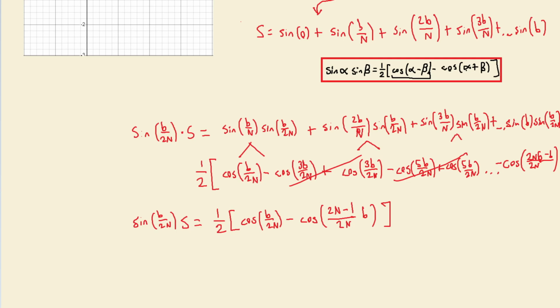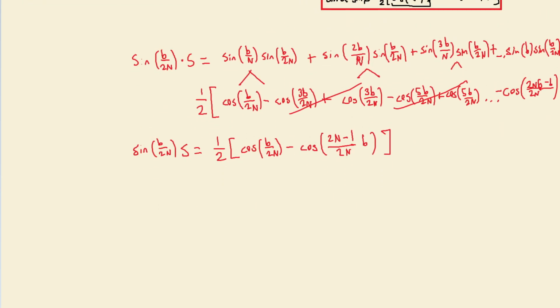And then if I want to find the value of this sum, I just have to divide both sides by sine of b over 2n. And so I get that the value of this sum is going to converge to 1 over 2 sine of b over 2n, multiplied by cosine of b over 2n minus cosine of (2n minus 1) over 2n times b.